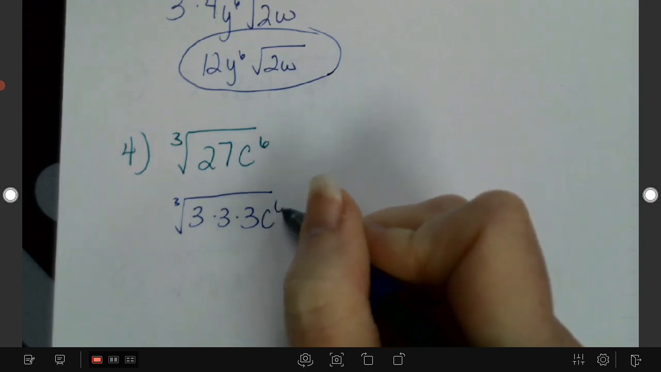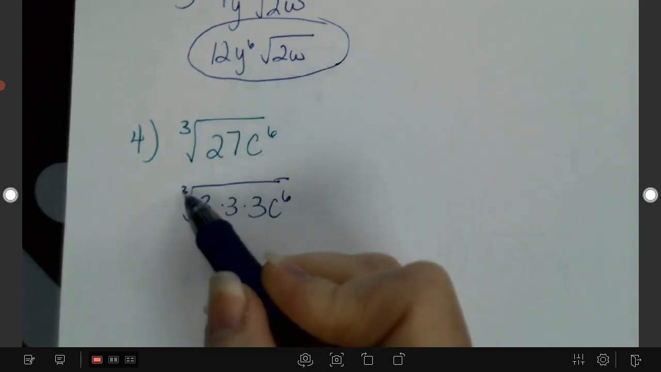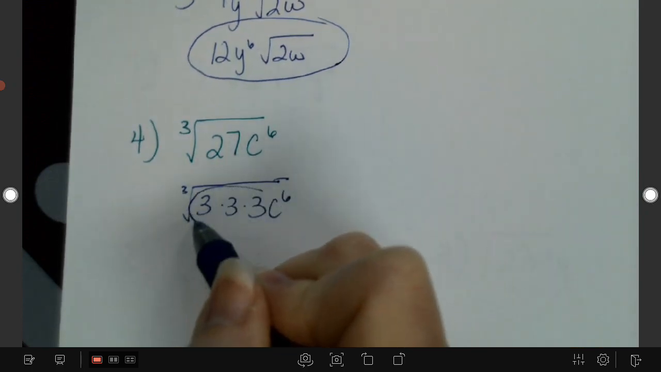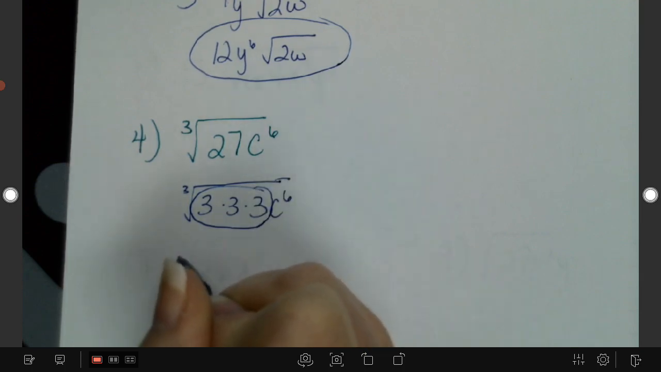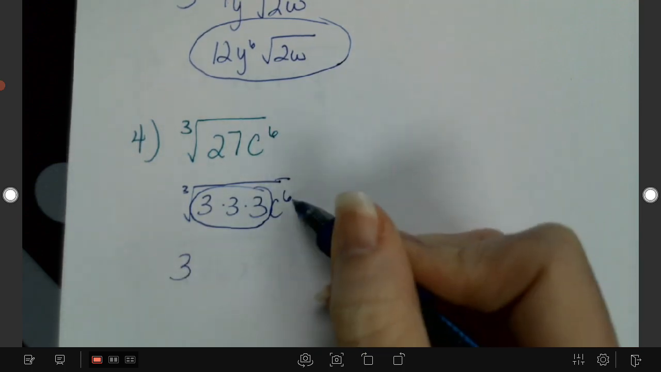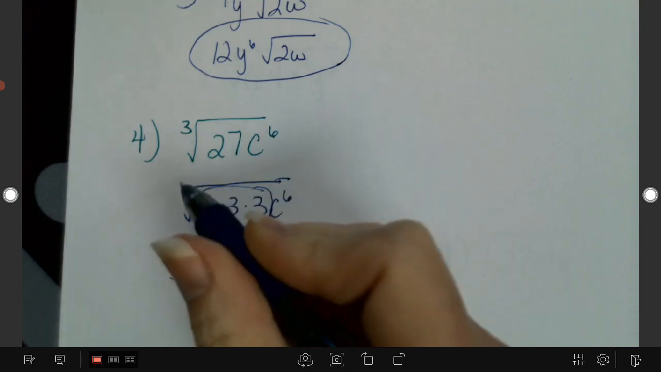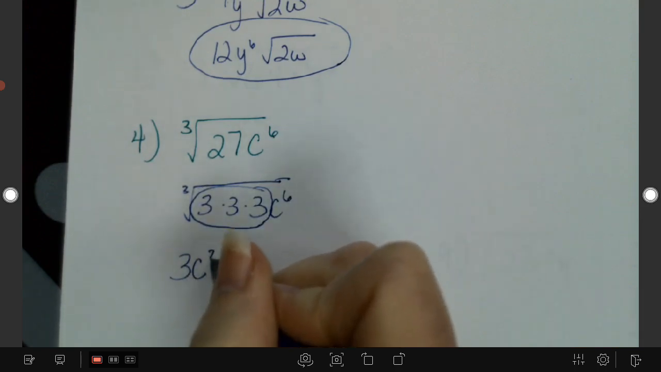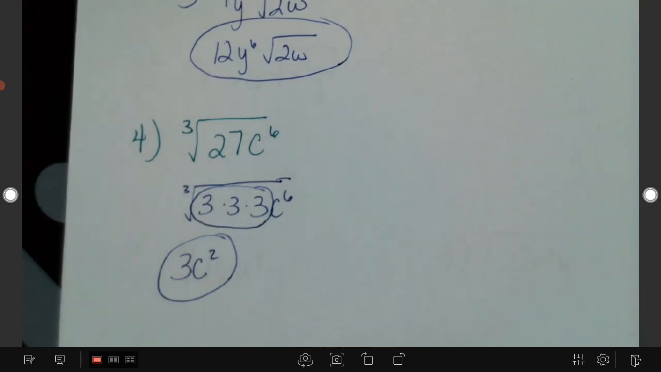And this is c to the 6. We're going to do the variable the same way. So if we have a perfect cube, we need 3 of these, and it comes out as 1 3. And then for the c, 6 divided by 3 is 2. That's it. We're all done.